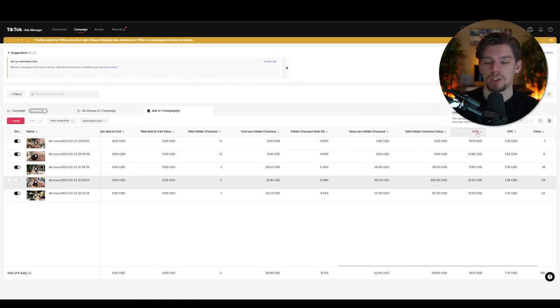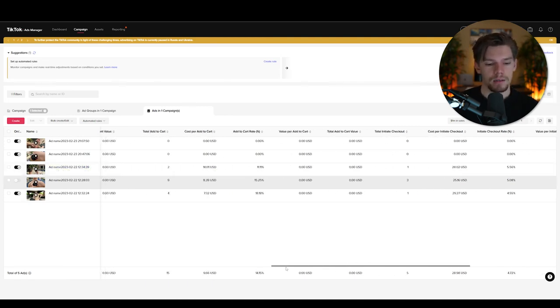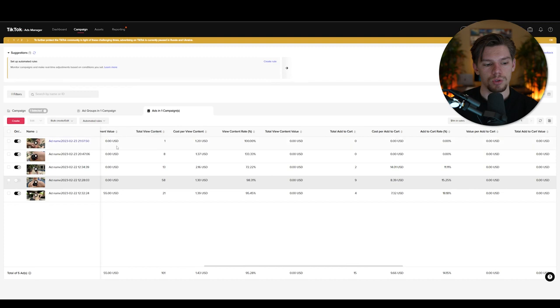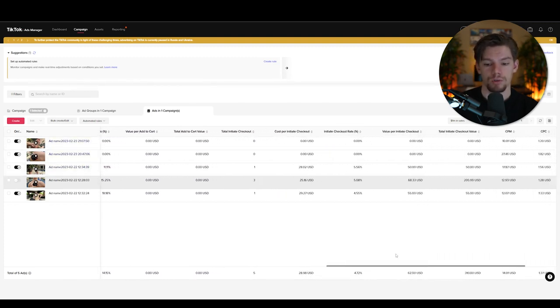Now, CPM, this is cost per 1,000 impressions. These numbers, CPC, CPM, and clicks mean something, but CPM and CPC usually don't mean anything. A lot of this data we can completely ignore. It's good to understand what's happening, right? Because I can see based on this data, we have our section that goes over view content, then we have our section that goes over add to cart, then we have our section that goes over initiate checkout.